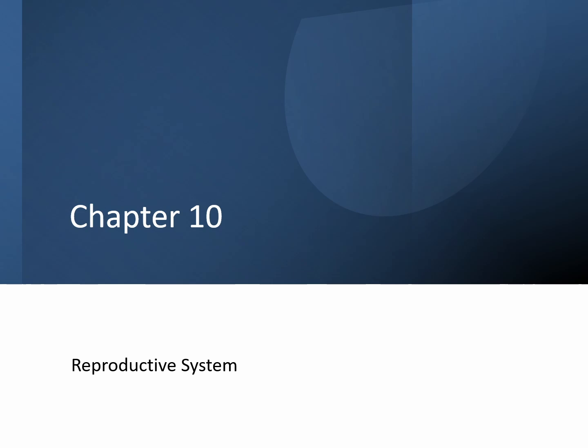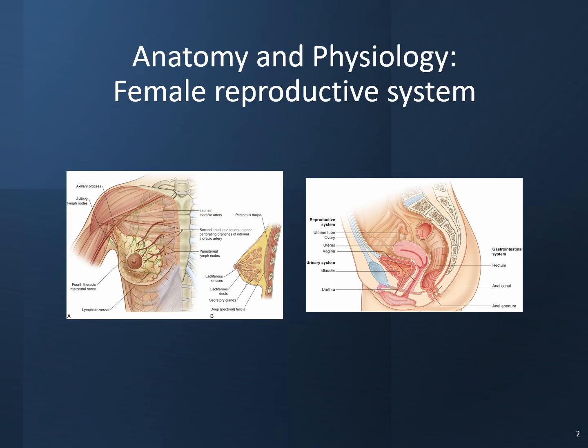All right, welcome to week 4. This PowerPoint is in 2 sections. First, we'll go over the female reproductive system, and then we'll go over the male reproductive system. So we are going to jump into anatomy and physiology of the female reproductive system.